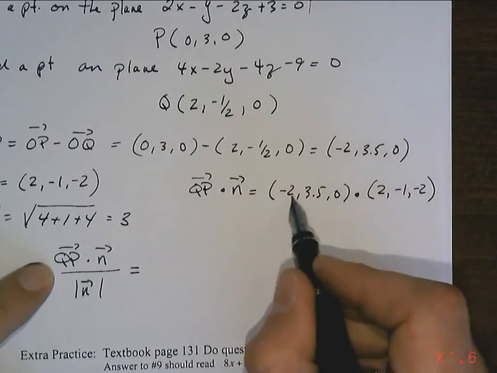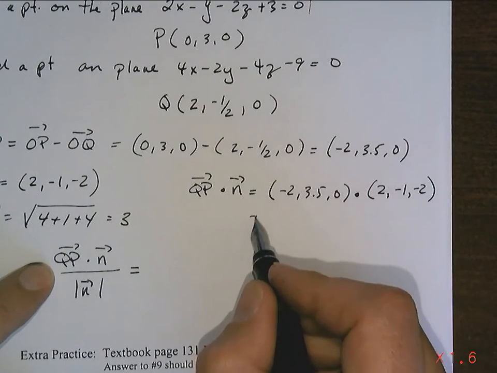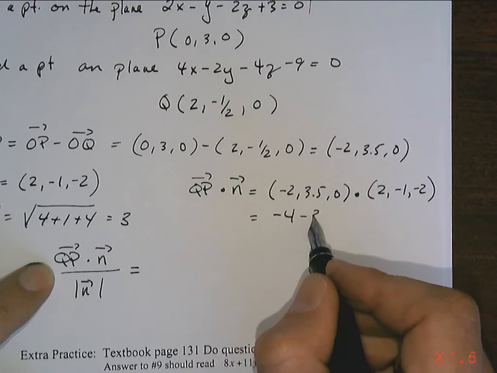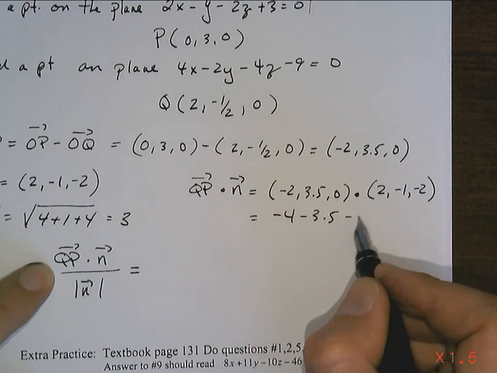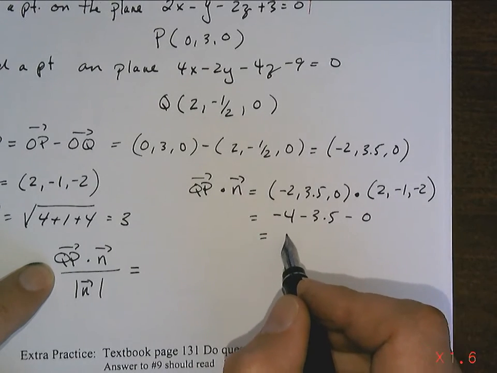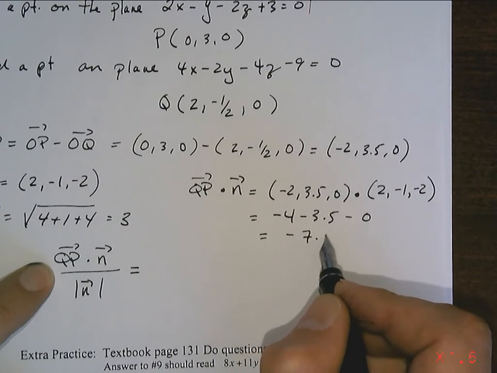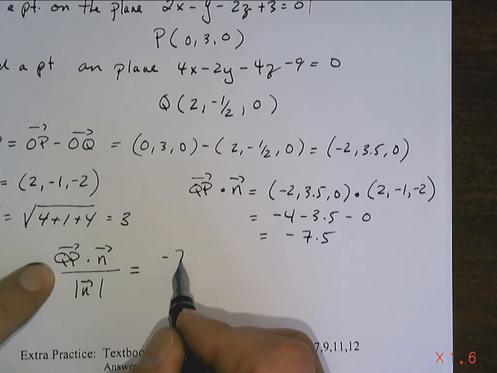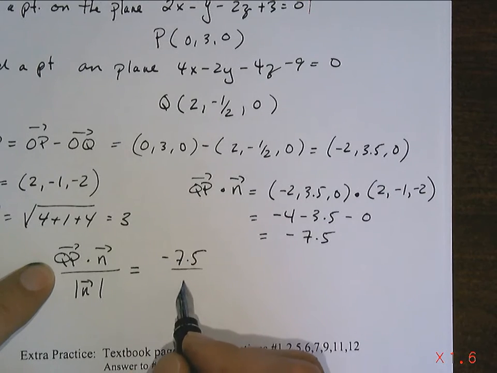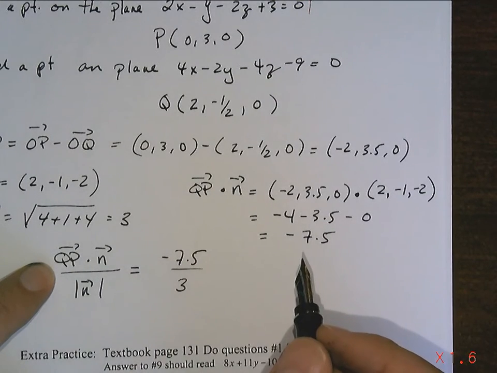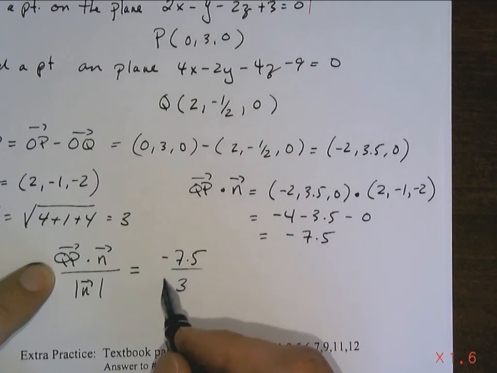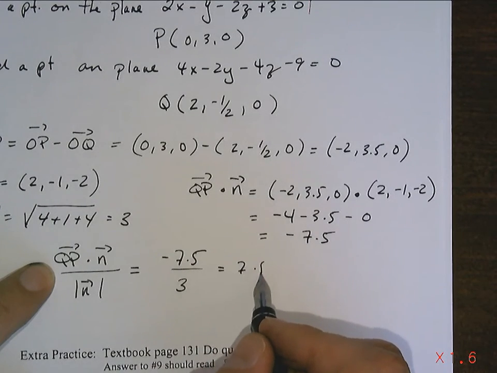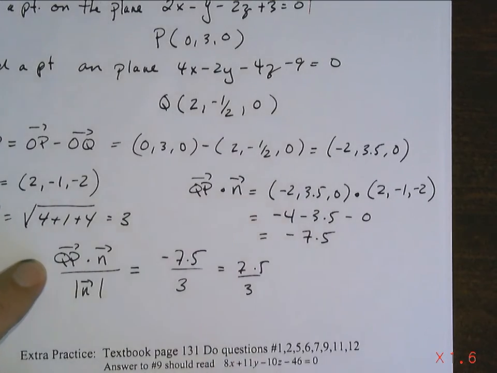And what you're supposed to do is multiply and then add. So it's going to be negative 4 minus 3.5 minus 0. So it's negative 7.5. So this is going to be negative 7.5 over top of 3. And again, we're looking at a distance. So it's only going to be 7.5 over 3.